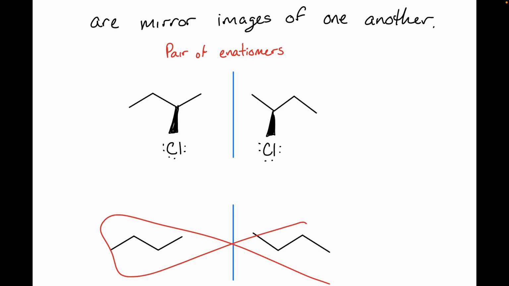Okay? And this, we're going to learn two different ways to be able to spot whether a molecule has enantiomers or to draw them. This is what we're going to call the mirror image method.